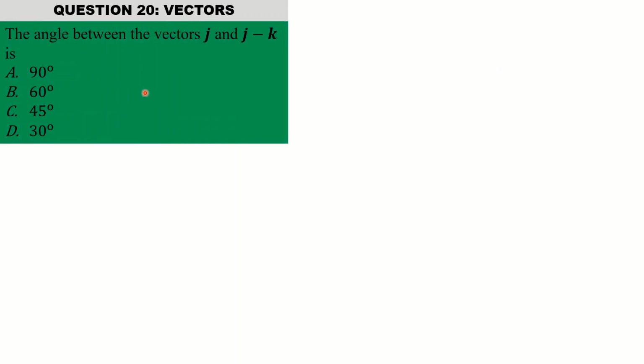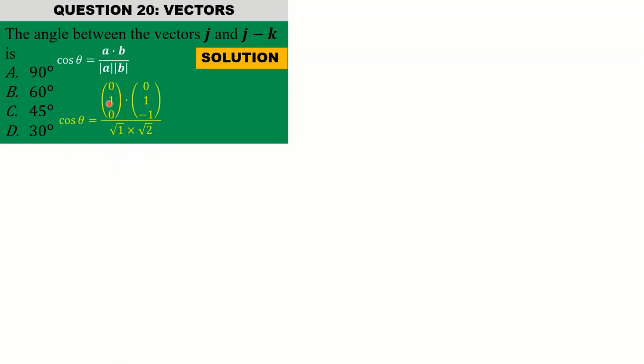Alright, let's move on to question 20. It came in the topic called vectors. The question reads, the angle between the vectors j and j minus k is. So I'll just give you a brief description of the angle between two vectors a and b. The angle between two vectors a and b is given by the formula: if the angle between the vectors is theta, cos theta is equal to the dot product divided by the product of their magnitudes. So in this case, we just need to look for the dot product of the two vectors.